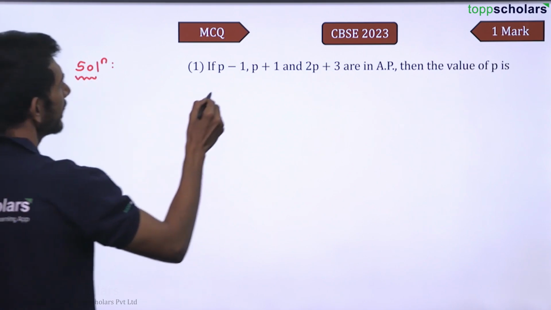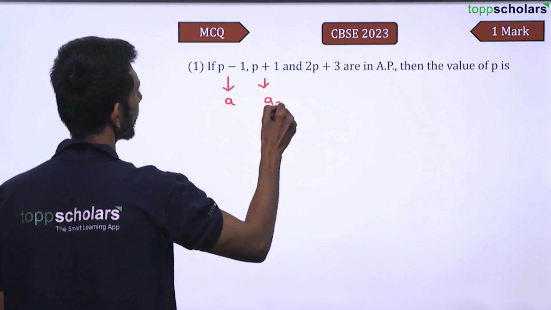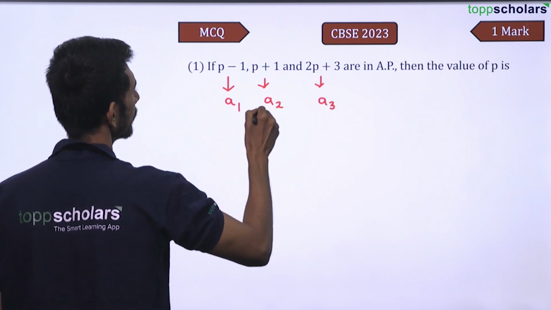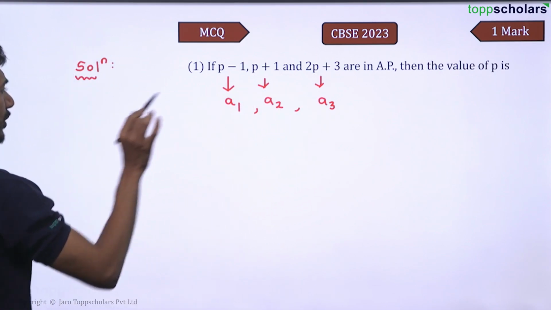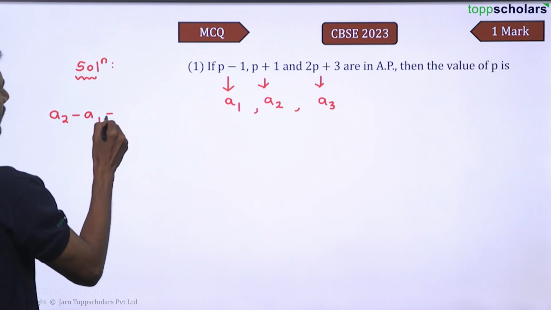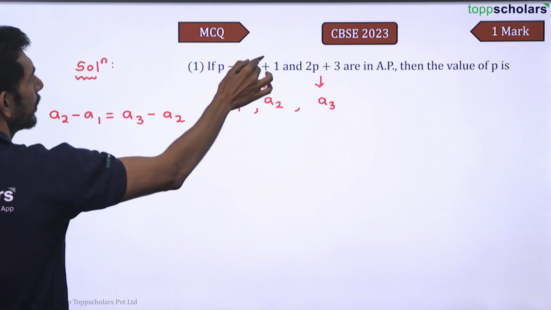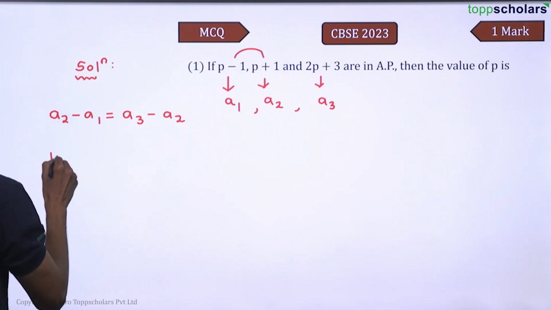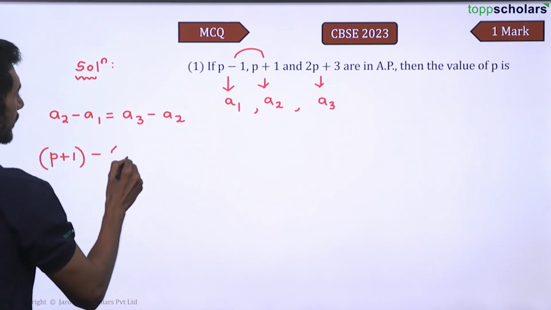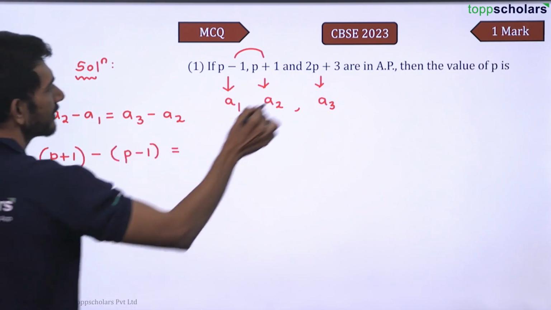So there are three numbers, right? This can be considered as A1. This can be considered as A2. This can be considered as A3. So A1, A2, A3. So they are already in AP. So can I say, since they are in AP, A2 minus A1 is equal to A3 minus A2. So A2 minus A1. So can I say A2 is P plus 1 minus P minus 1 is equal to A3 minus A2.